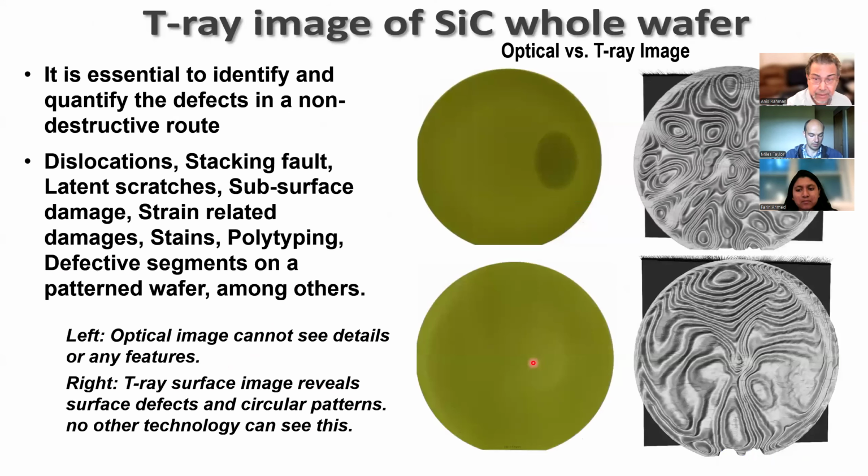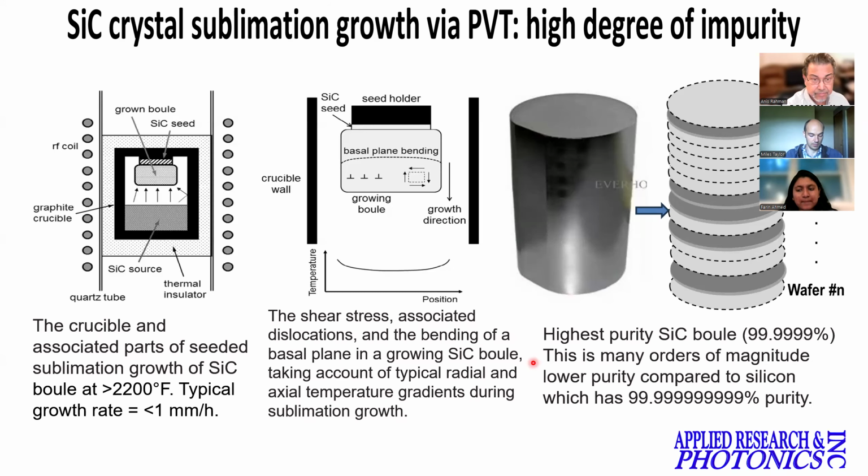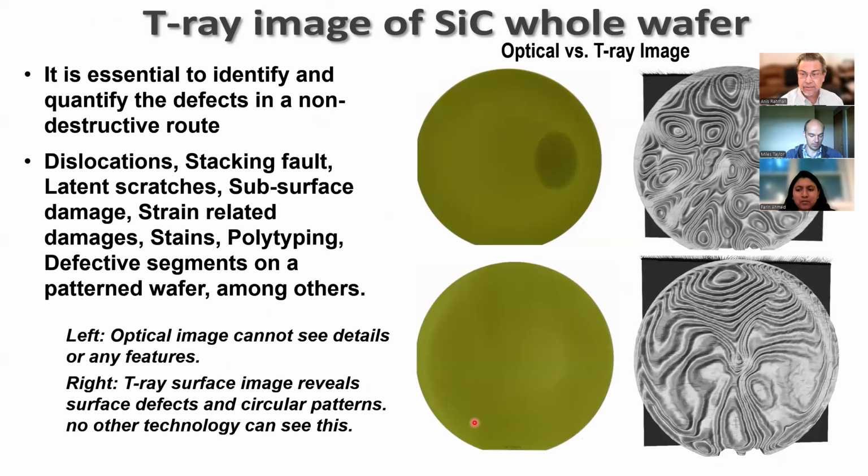But why? Because this boule growth process keeps some impurities, keeps something in it that subsequently does not allow for long boule growth. So what are those things? People don't know yet. One of the things that we have found when we do the T-ray image, as you can see on the right side, is that all different kinds of patterns come in that are not visible from other techniques.